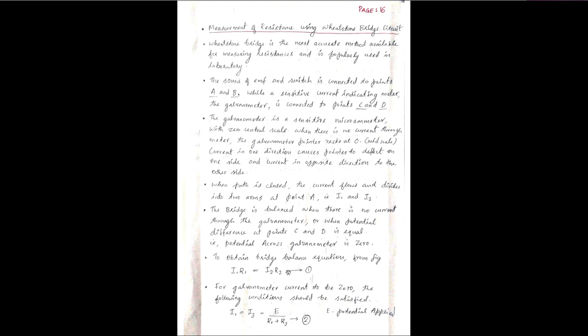Okay, similarly, which is equation number 2, I2 will be equal to I4, which should be equal to E divided by R2 plus R4, which is equation number 3. So substituting 2 and 3 in 1 for I1 and I2, we will be getting E into R1 divided by R1 plus R3, which is equal to E into R2 divided by R2 plus R4. Solving, we will be getting R1 R4 equal to R2 R3, that is R4 is equal to R2 R3 divided by R1. So this is the equation of bridge to be balanced.